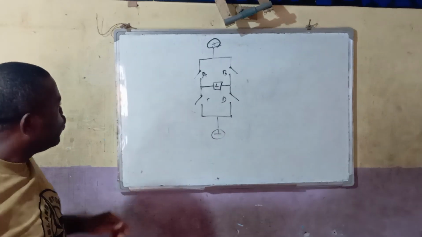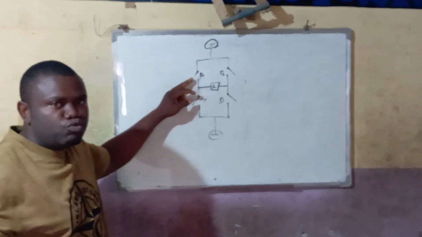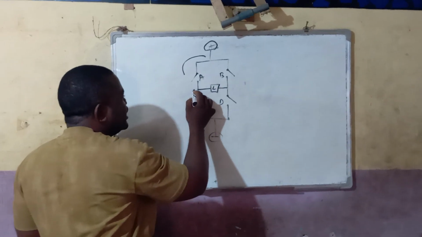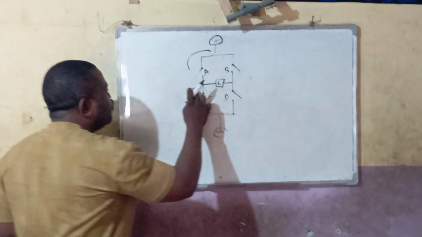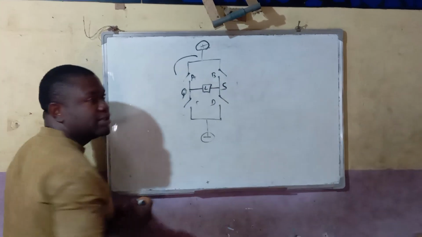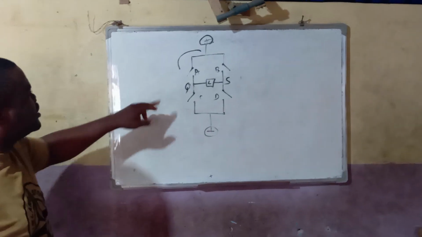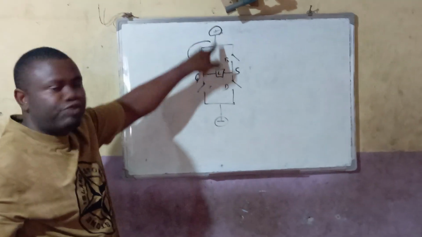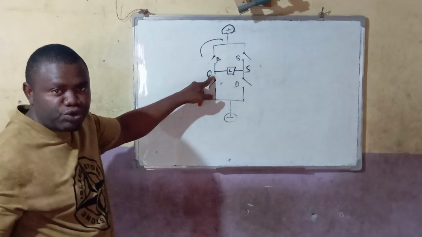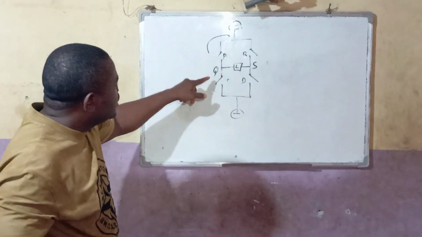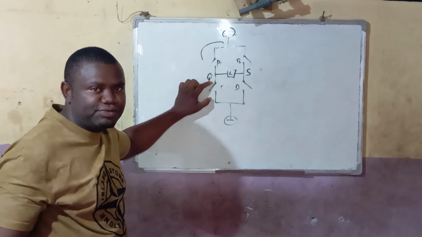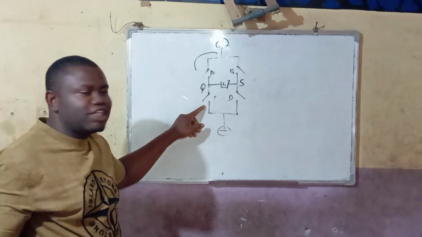Let's say, for example, we turn on switch A. If we turn on switch A, the positive in this line will rush and enter this point. So let's call this point Q and this point S. We'll see that the positive coming from this positive side will rush into point Q. Which means the end of switch C will have positive, while the beginning of that switch C will have negative.